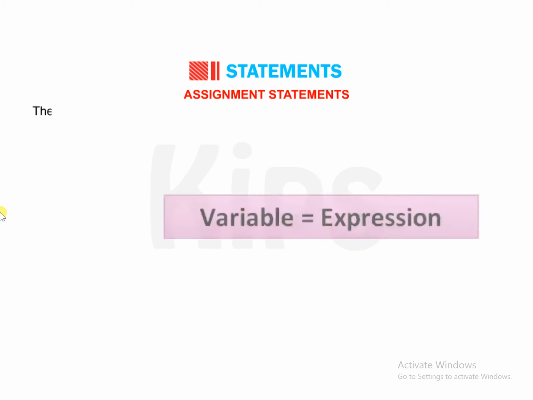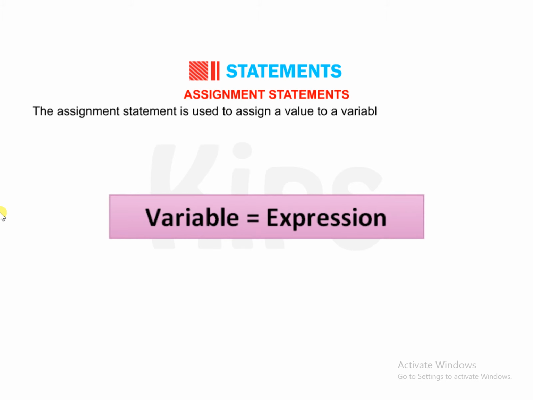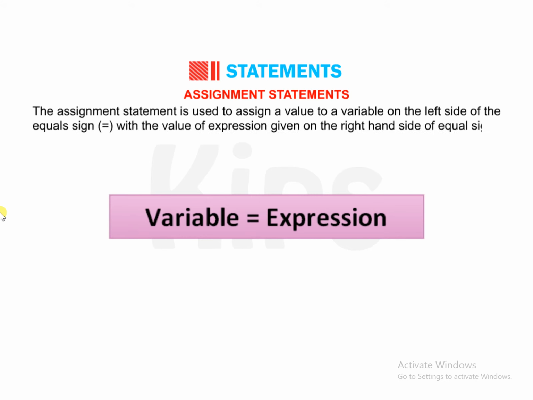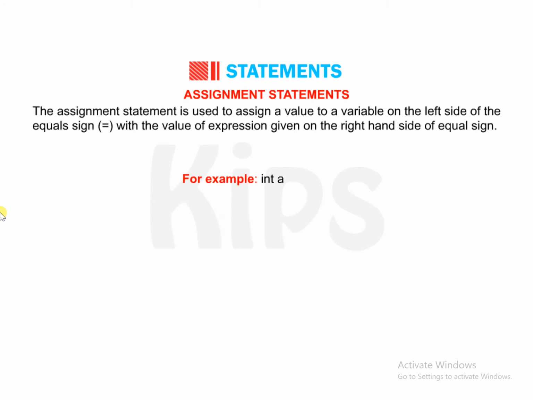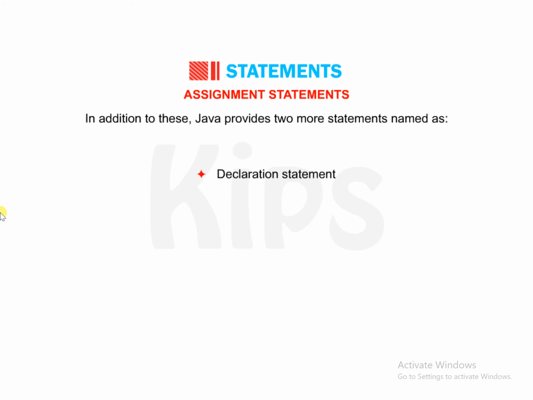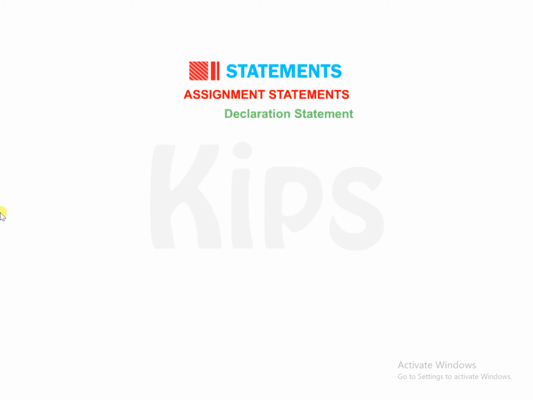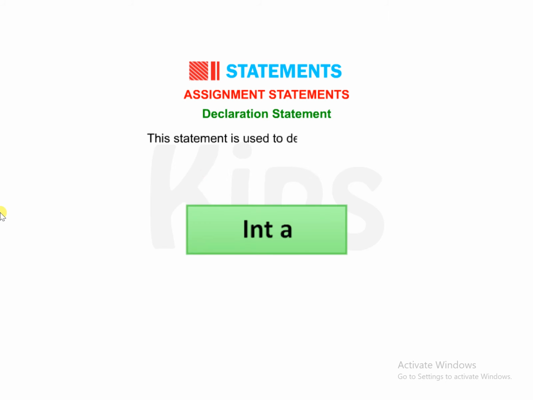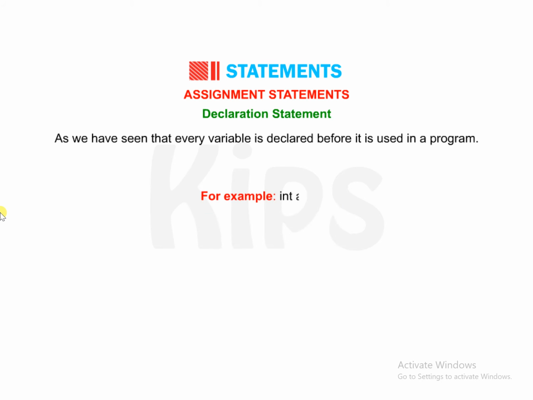Assignment statements. The assignment statement is used to assign a value to a variable on the left side of the equal sign, with the value of the expression given on the right-hand side of the equal sign. For example, int a = (b * c) / 4;. In addition to these, Java provides two more statements named declaration statement and control statements. Declaration statement. This statement is used to declare a variable. As we have seen, every variable is declared before it is used in a program. For example, int a, b, c;.